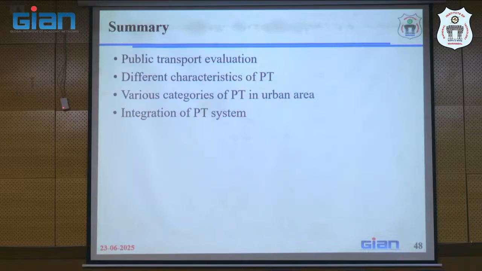So this is all about the summary. That means we are trying to understand, when you are looking at the evolution of the public transport system, the different factors to be considered in terms of the characteristics of the transit systems or the different categories of the modes. So we have the different characteristics of public transit, and we need to understand which characteristics to be considered in the evolution of the transit system, and the various categories of public transit in the urban area.